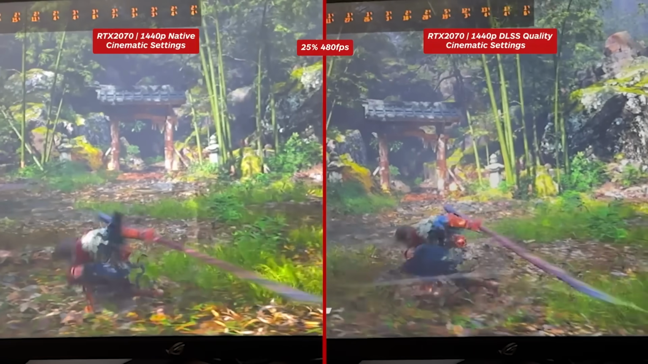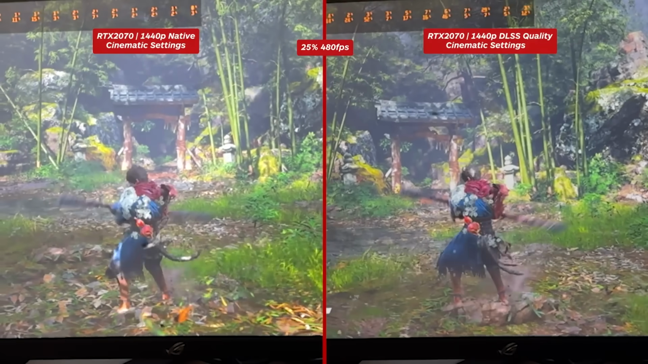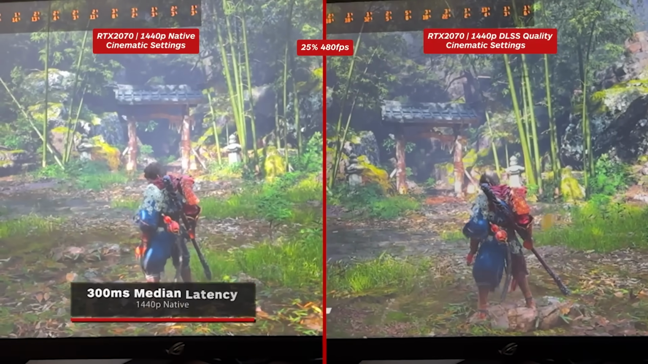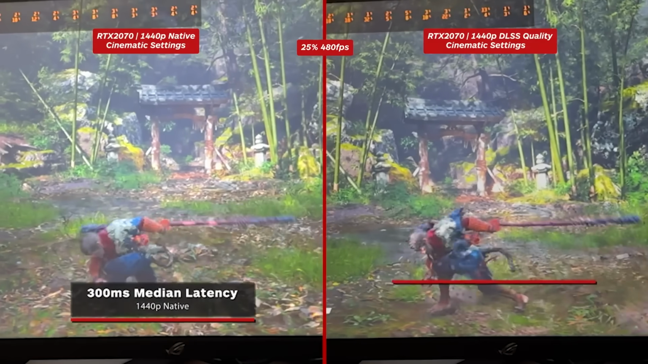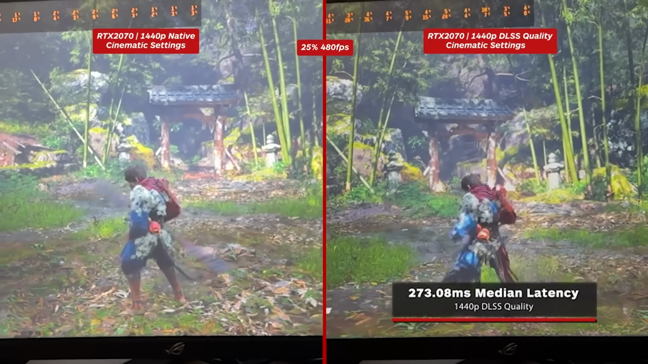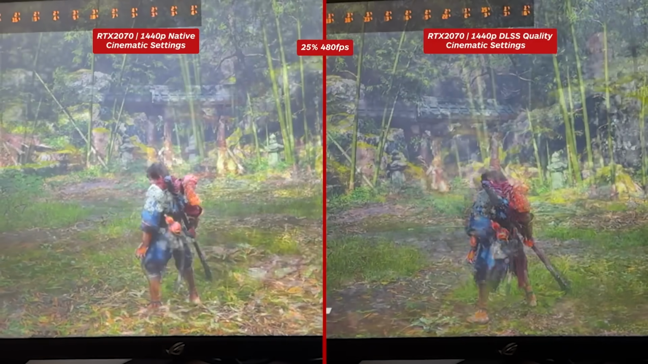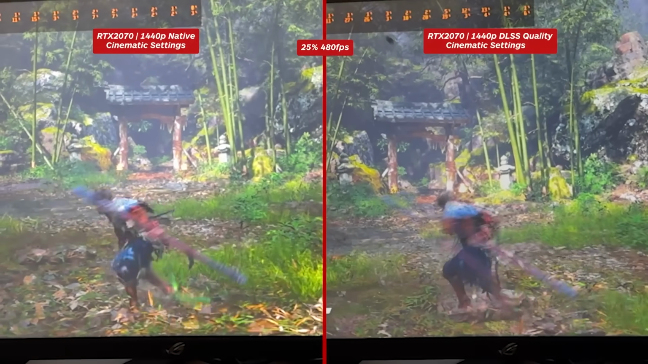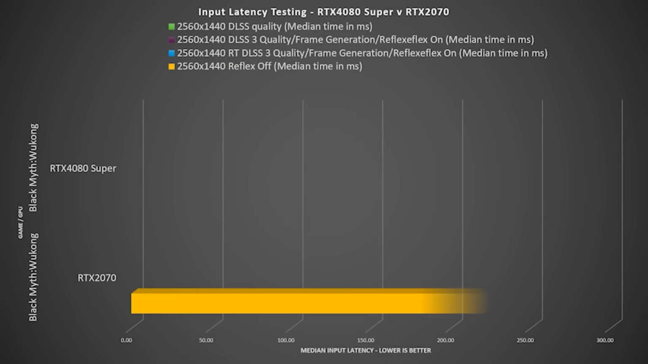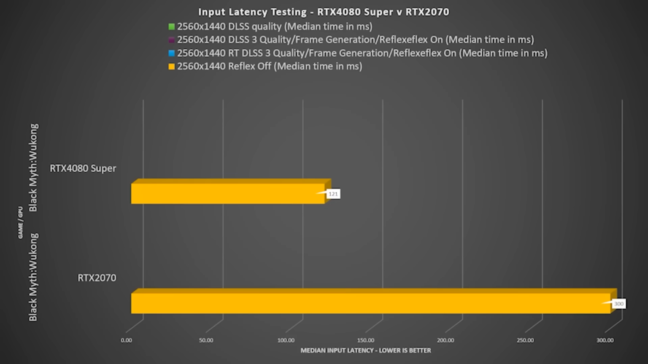At native 1440p, we have a high 121 milliseconds of median input latency on the RTX 4080 Super. We gain a minuscule 5.5% moving to DLSS quality, 114 milliseconds now, as the game is heavily GPU memory bound in this Unreal Engine 5 powered title. But with DLSS 3 frame generation enabled, we see a huge boost to the game's refresh rate, moving into 120 FPS plus, but only a minor hit to input times of less than 2% at 116.